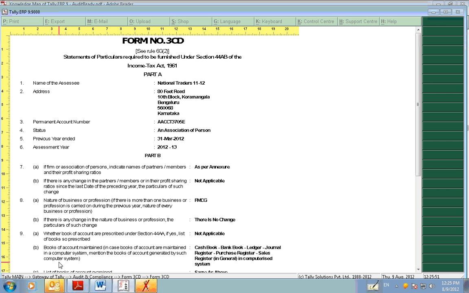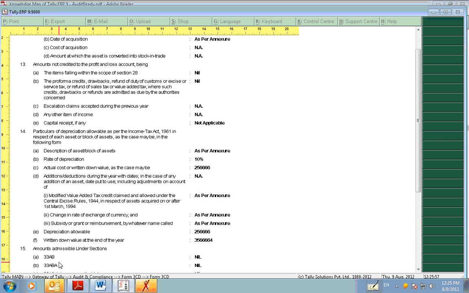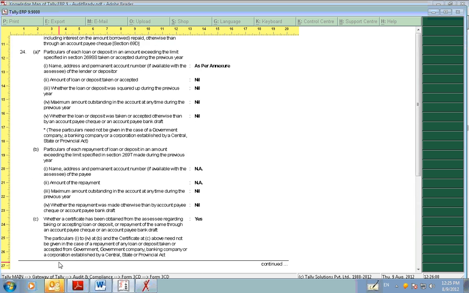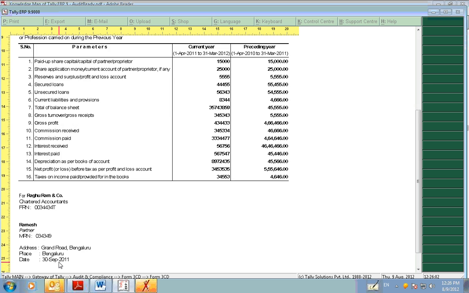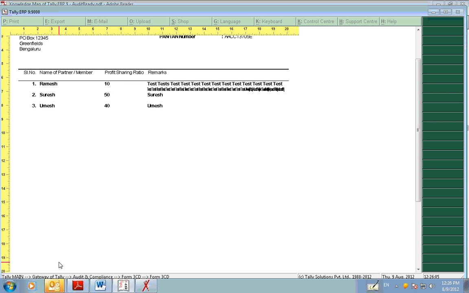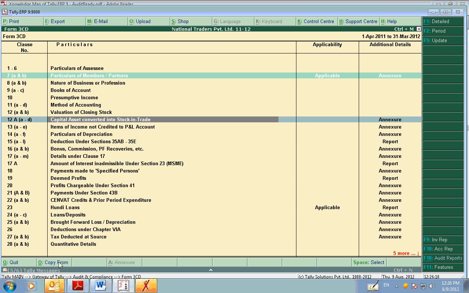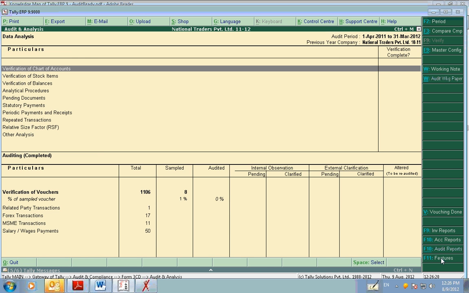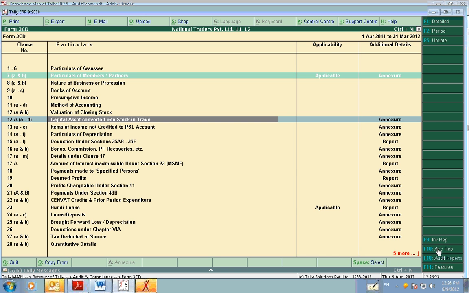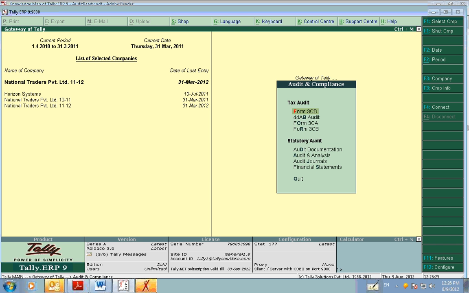The entire clauses, the entire information as entered for the supporting information, can be checked. So in every screen we have this option of audit report. You can just have a check on this. Audit and analysis: you can navigate through your statutory audit and the tax audit.